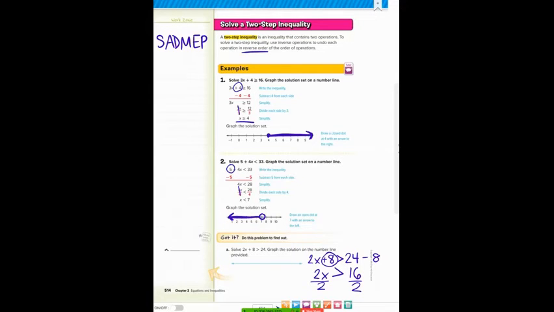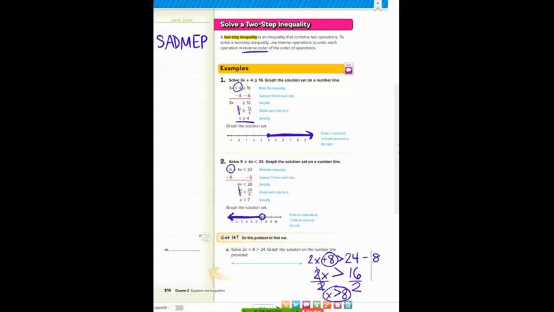The 2's on the left side will cross out since they are the same number. Bring down your variable x. Next, we're going to do 16 divided by 2. 16 divided by 2 equals 8. Instead of an equal sign in the middle, we are going to use our inequality symbol. Put a greater than sign in the middle. Here's our solution. X is greater than 8.